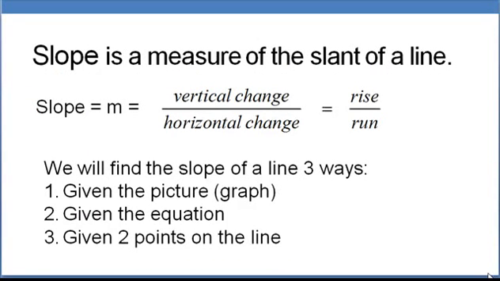We will find the slope of the line 3 ways. First, given the picture or the graph, we will count from point to point to get the vertical change over horizontal change. Second, given the equation. And third, given 2 points on the line.